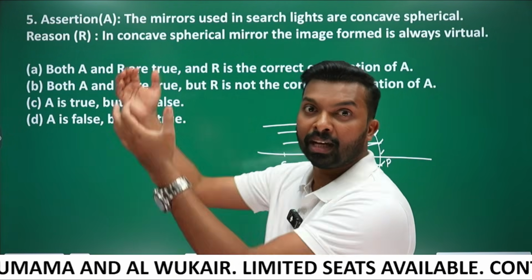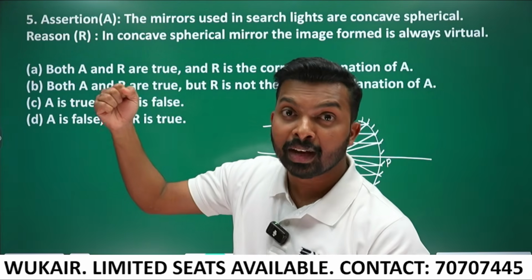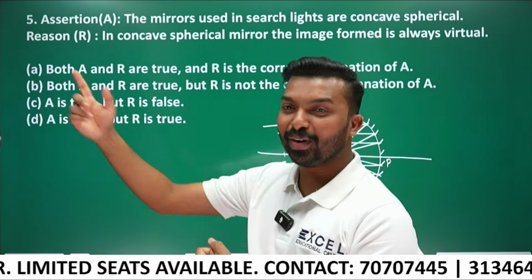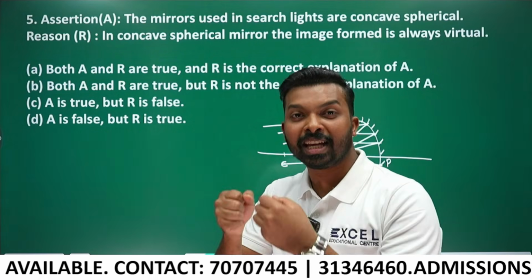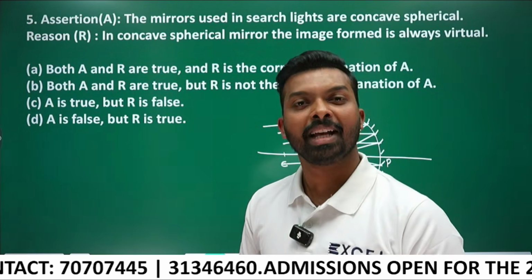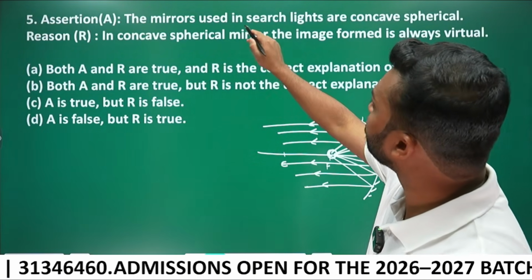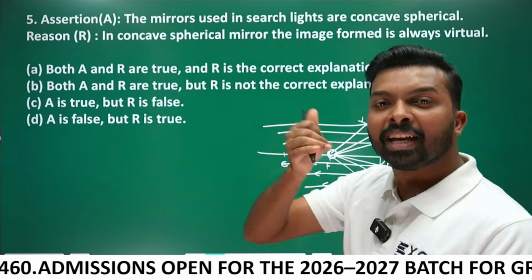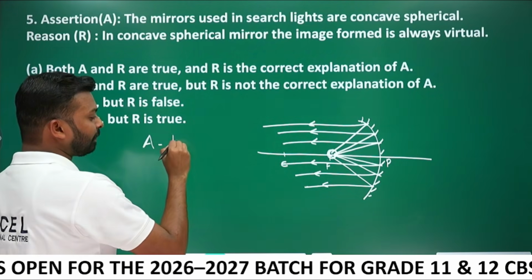What is happening is that the strong beam of light and heat coming from the sun, which is coming from infinity, right or not? All of it will be focused at the focus, which gives us a very strong heat and light. Understood? With which we can actually melt iron. So the mirrors used in searchlights are concave spherical. It is correct. So we can say that A is true.